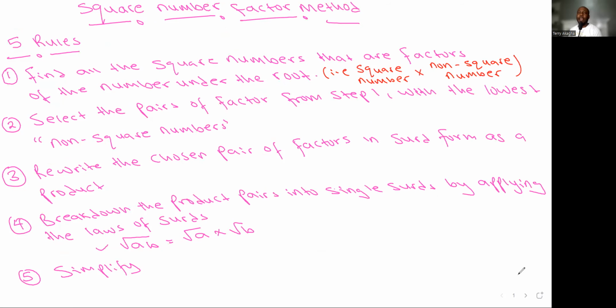And like I said, feel free to solve more questions. If you go through worksheets, textbooks, and you find some questions that are hard, where you can't use the square number factor method, please use the prime number tree factor method and solve. Okay, and that will be that for that.